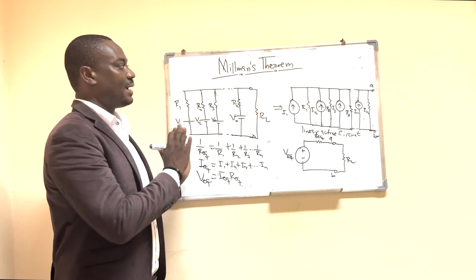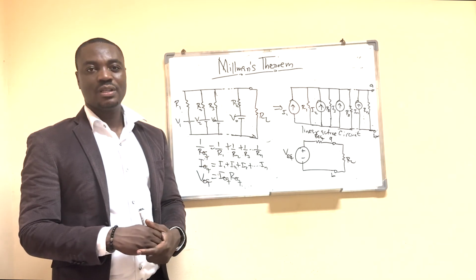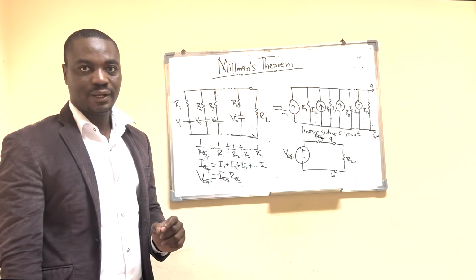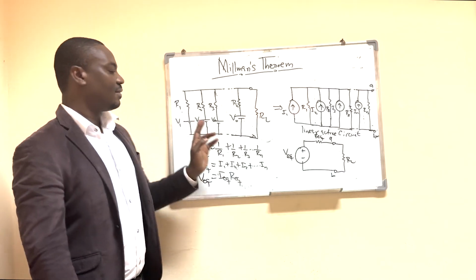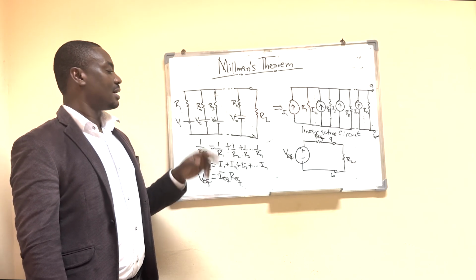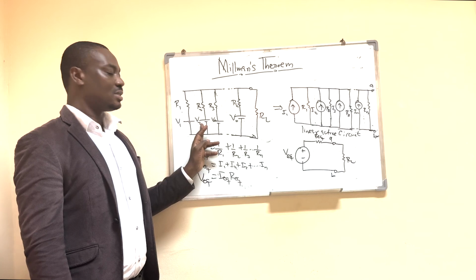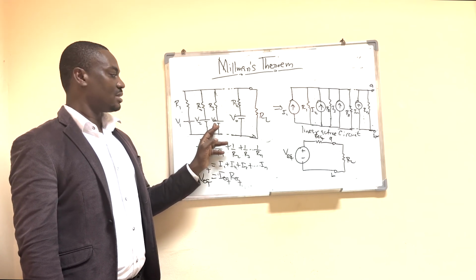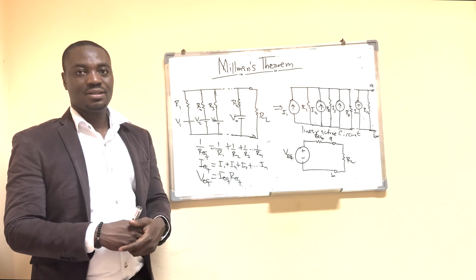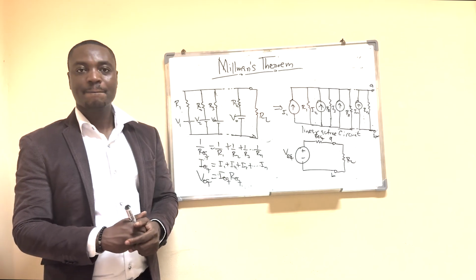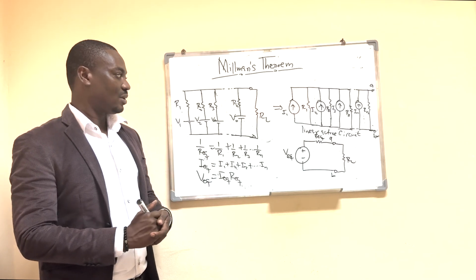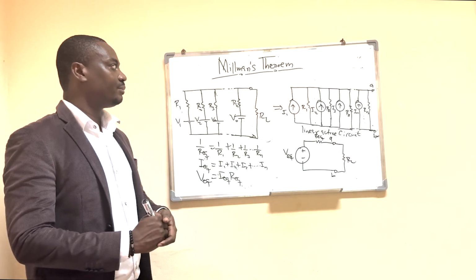And you can only apply Millman's theorem to a specific kind of circuit diagram. So if you look at the first branch here, I have V1, which is a voltage, in series with R1. Then the next one, V2, which is a voltage, in series with R2. Another voltage, in series with R3. And all these are connected in parallel. So you see all these branches are in parallel. When you have such a circuit diagram, then you can apply Millman's theorem. And then you have your load here.